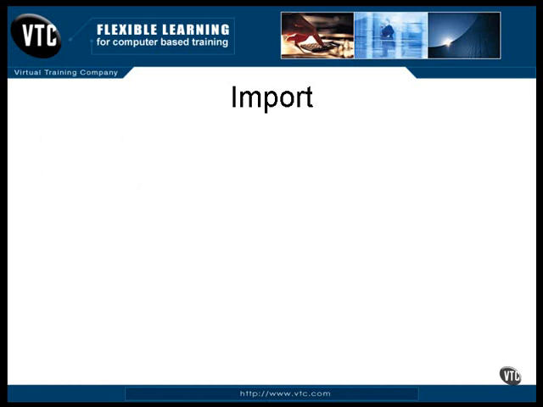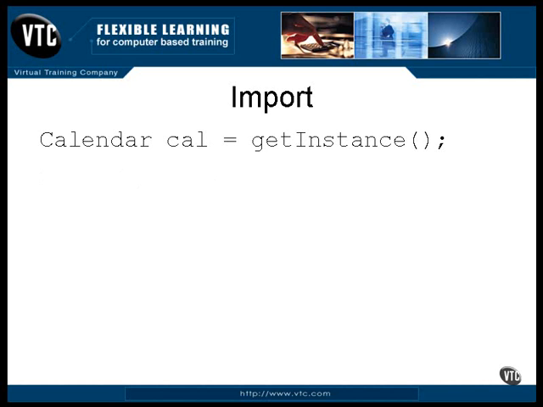But wait, there's one more. With Java 5.0, a new capability has been added to the import statement. Let's say you have a class that contains this statement. There's a getInstance method that's being called to return an object. To find it, you first check all the methods in this class, and if it isn't there, you check all the methods of all the superclasses. If it isn't there, you look at the import statements.